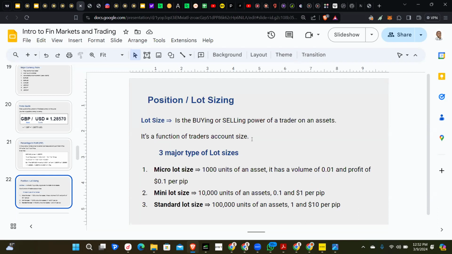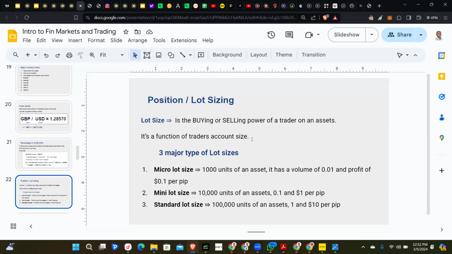So it's now your account size, how much you have in your account, that determines how powerful you are, whether you are a whale or you are not in the class. Now we have 3 major types of lot size. We have the micro lot size. The micro lot size represents 1,000 units of an asset.